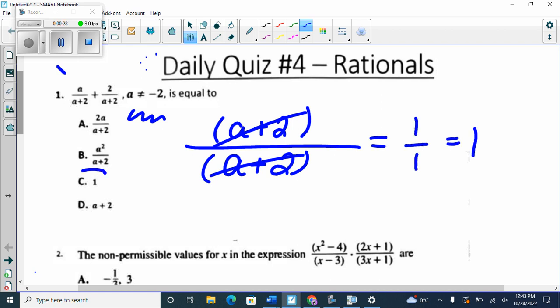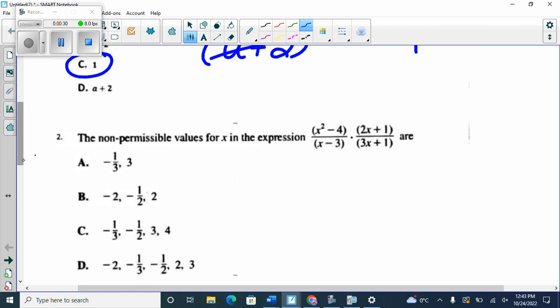Good answer. Okay. 2, the non-permissible values. It's multiplication. We only care about those. We agree? If it was division, we care about the top right. It's not, so we don't care about it. So we have x minus 3 can't equal 0. X can't equal 3. I hope at the very least, even if you don't know how to solve for NPVs, you know there's 2 of them and you pick A. Right? I hope we can narrow that down.